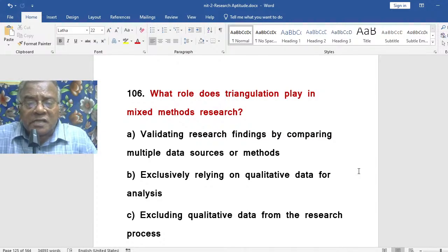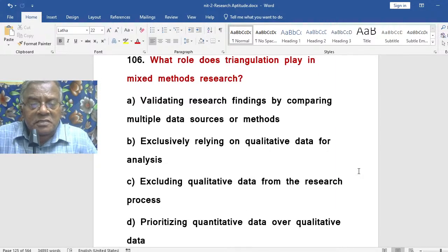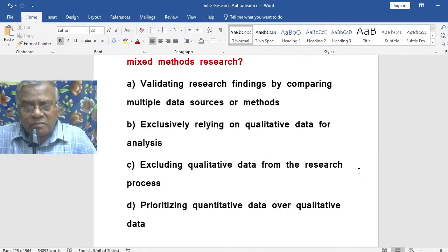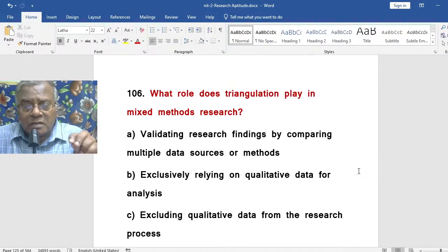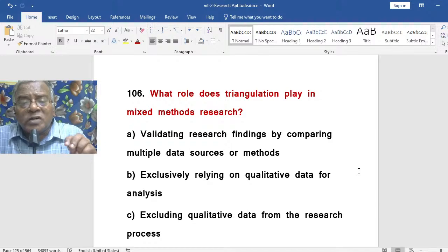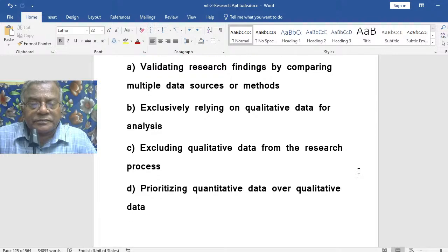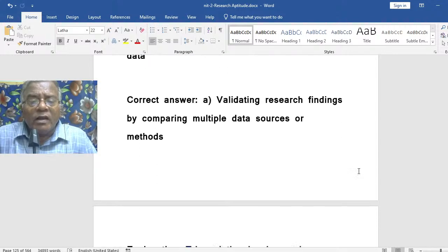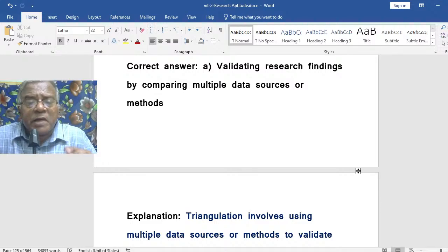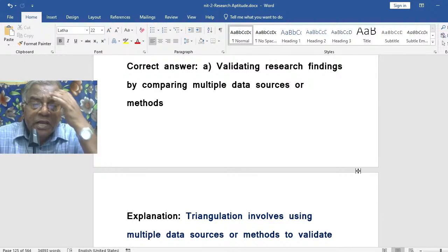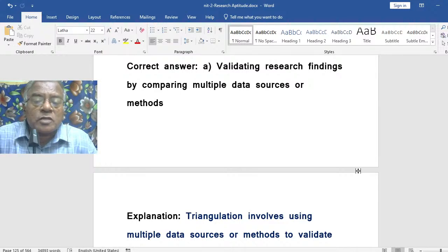What role does triangulation play in mixed methods research? Just see all the four options. Just see for yourself all the four options, which is the correct one. Try to understand the question. What role does triangulation play in mixed methods research? That is, validating research findings by comparing multiple data sources or methods. Validating research findings by comparing multiple data sources or methods.